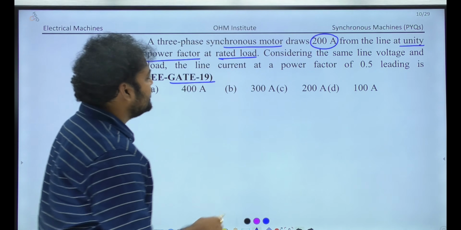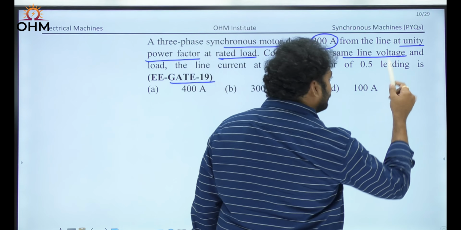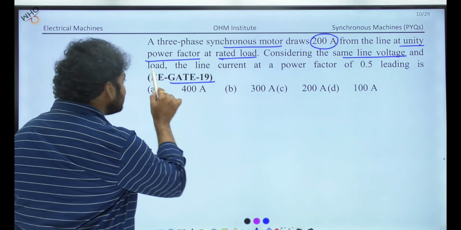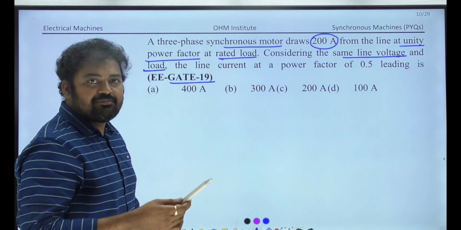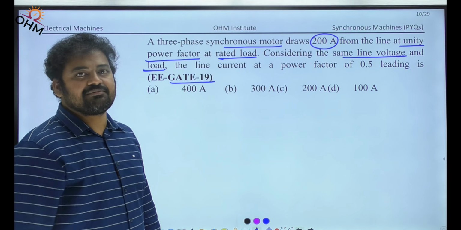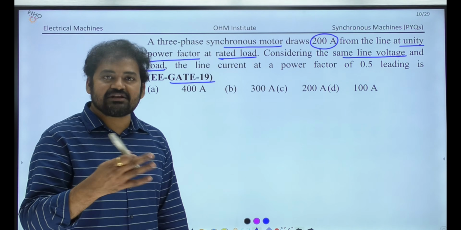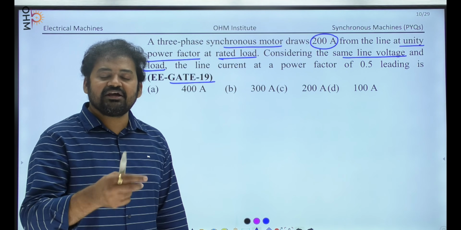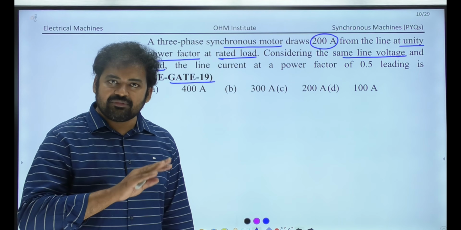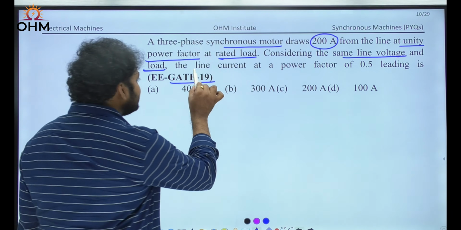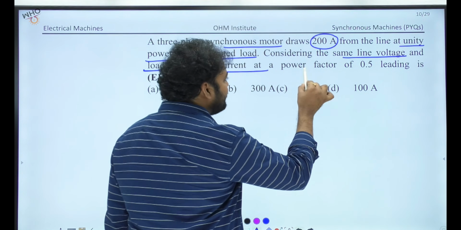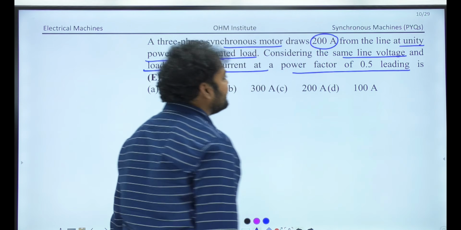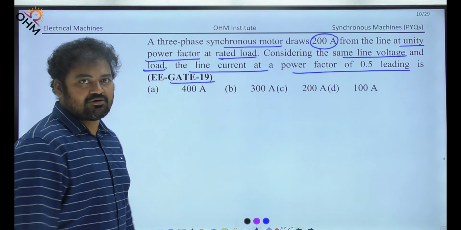In the second case, considering the same line voltage is the same, and also the load is also same. What does it mean by load is the same? The active power is same. Okay, load, mechanical load is always real power. When I said load is the same, the load power remains the same. Indirectly, the active power drawn by motor remains the same. What is the line current if the power factor is changing to 0.5 leading? Okay, so that's the question all about.